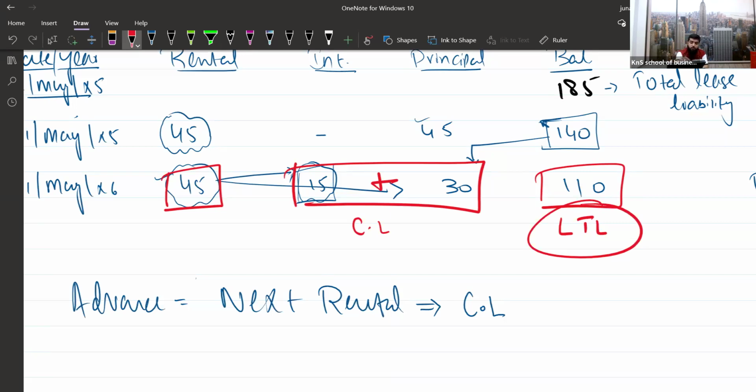Are you guys clear with this one? So 30 is not going to be the current liability. So the current liability is going to be 45. And the best or the easiest way to remember this one is that the next rental, in case of the advance, I'm not talking about the arrears right now, in case of the advance, the next rental is going to be the current liability. Please do remember this one. Are you guys clear on this one?